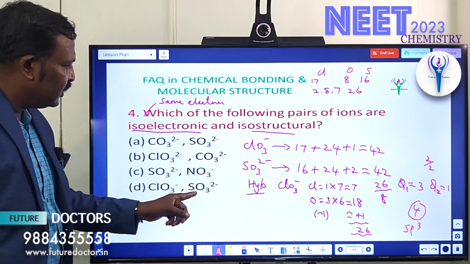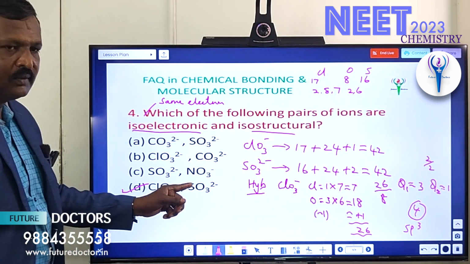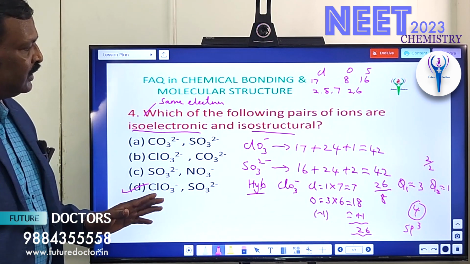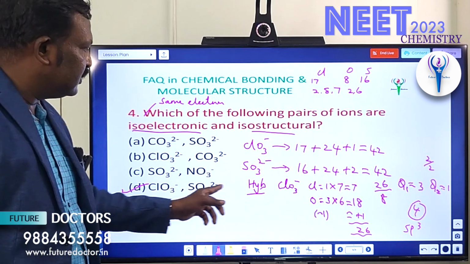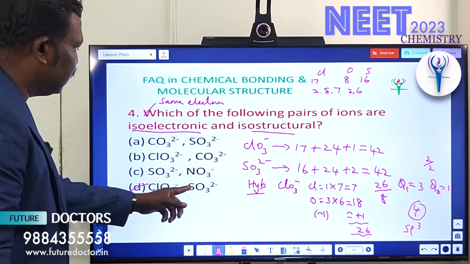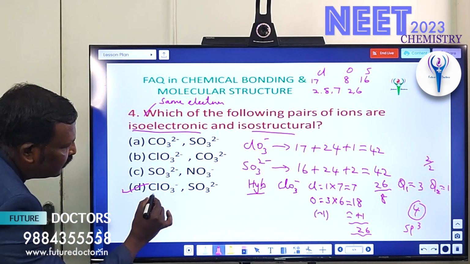Likewise we have to find out for the SO3 species. I am taking these two molecules and finding for this only. The other molecule you can find yourself. Understood? In ClO3 minus the hybridization is sp3. Likewise, how to find out for sulfite? I will do it here.